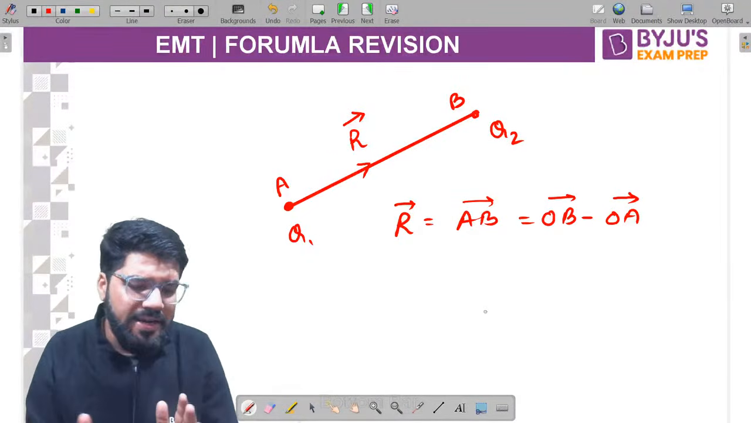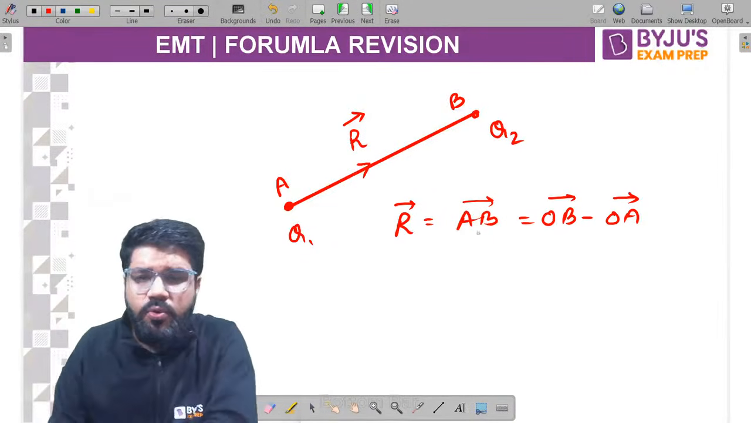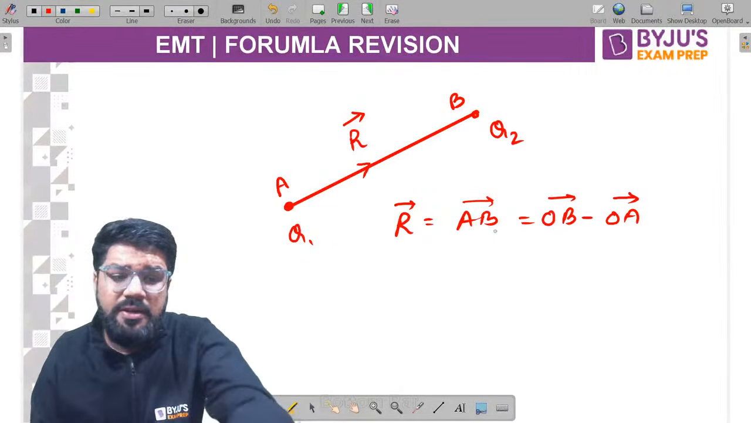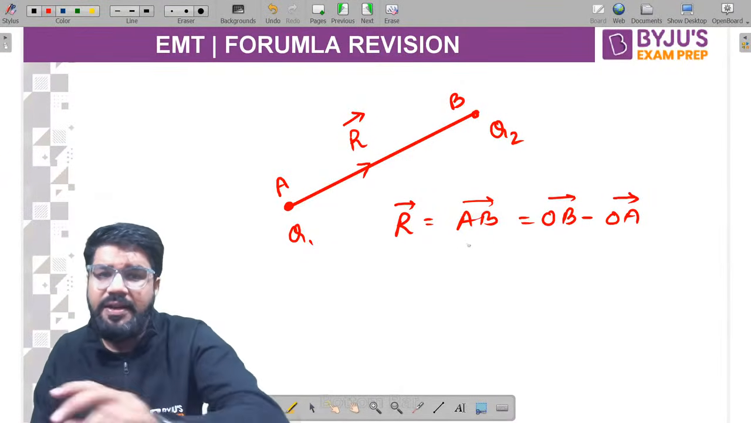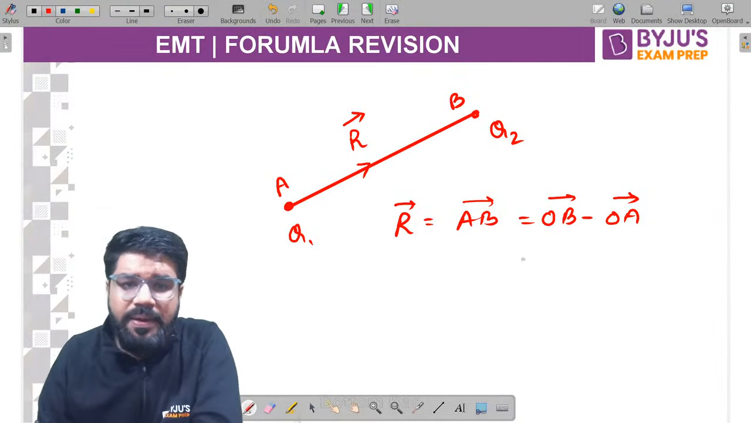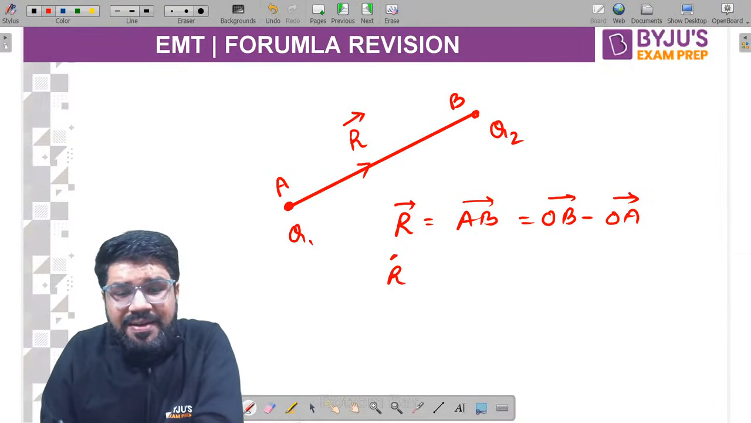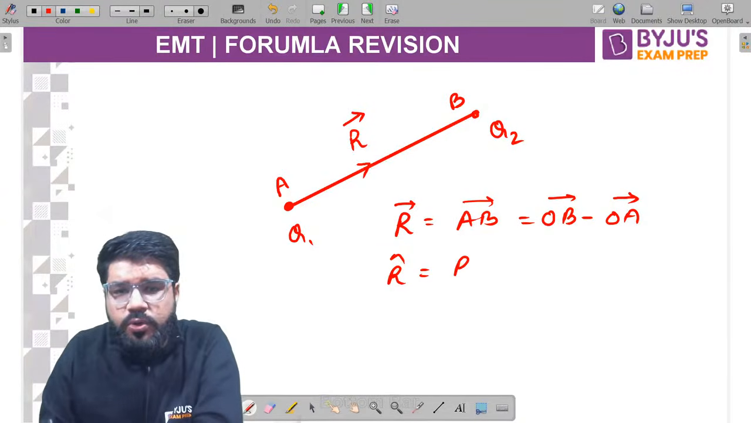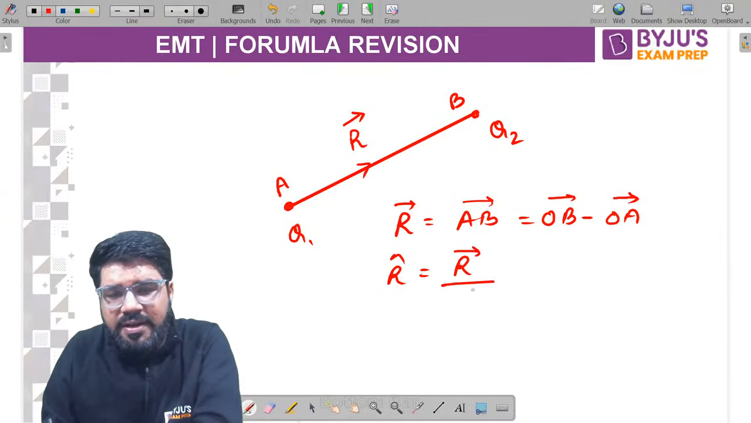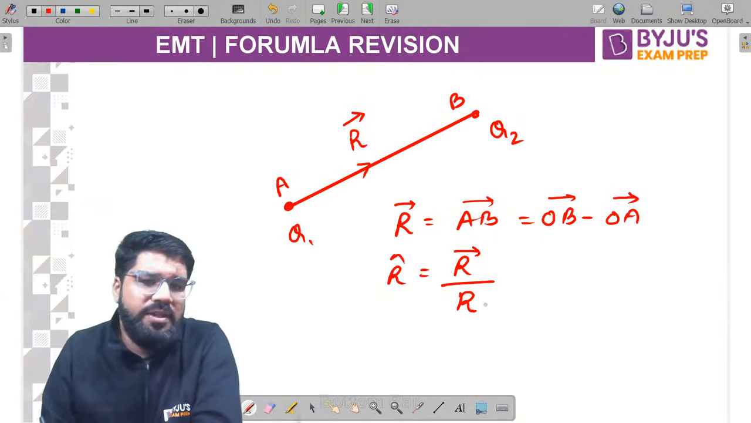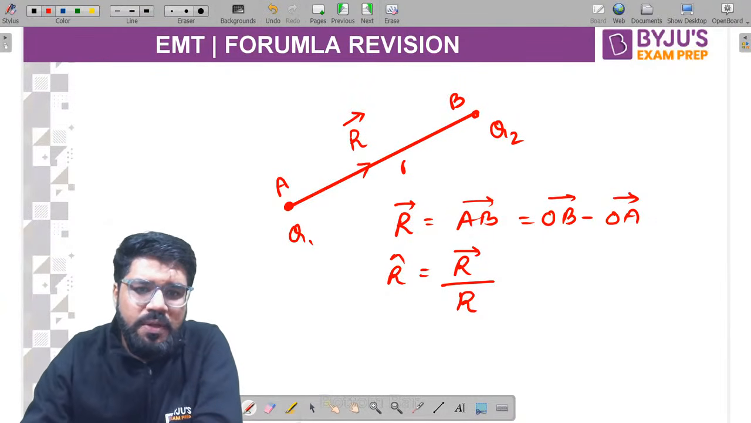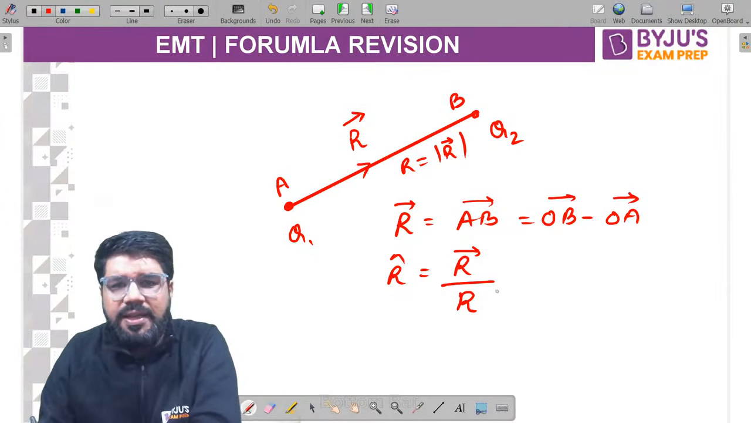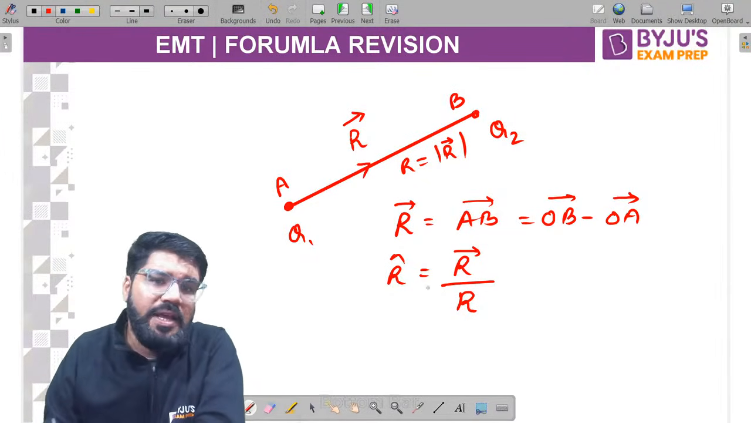So you are given 2 coordinates where the charges Q1 and Q2 are located. You can clearly find the vector joining the 2 points as OB minus OA. So what is the unit vector R hat, the unit vector from Q1 to Q2? The unit vector is always calculated as a vector divided by its magnitude. Simply I write down the magnitude as R. Let's say R is the magnitude of the vector, that is the length of the line AB.